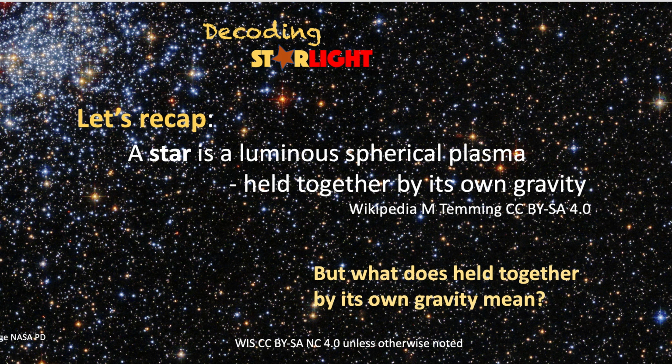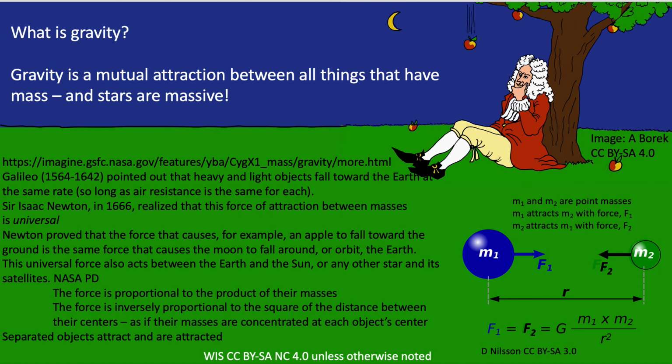It's a star, luminous spherical plasma held together by its own gravity. But what does by its own gravity mean? Perhaps everyone knows gravity. On Earth, things fall to the ground. It's a mutual attraction between all things that have mass. And of course, stars are incredibly massive. And you can pause and read through a little bit more information and look at the proportionality between force and masses.